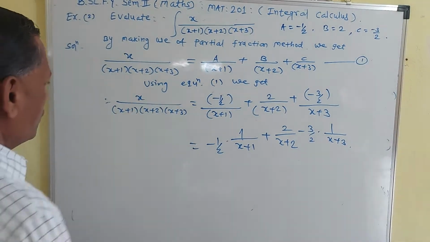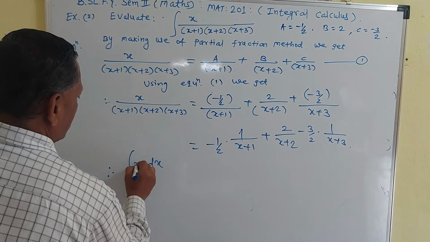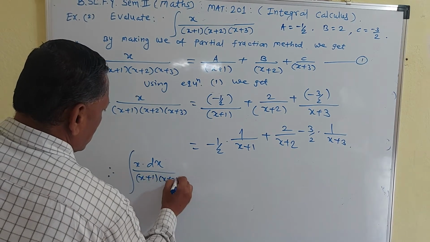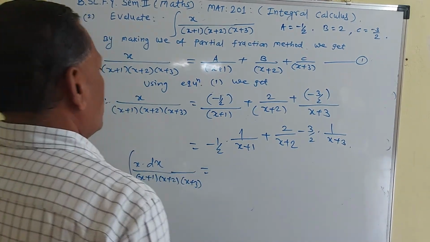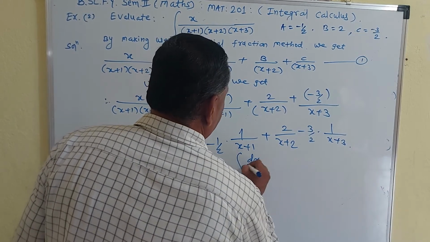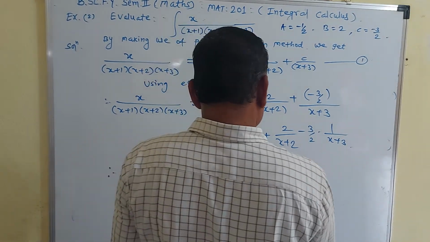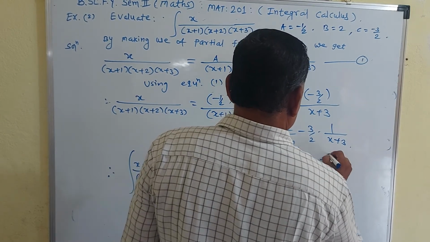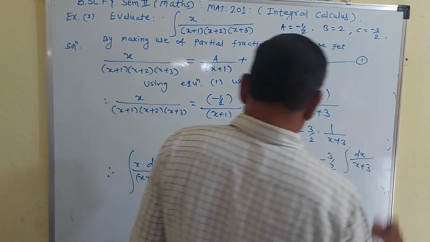Then integrate on both sides. We get the integration of x dx upon x plus 1, x plus 2 into x plus 3 is equal to minus 1 by 2 into integration of dx upon x plus 1, plus 2 is constant, outside the integration dx upon x plus 2, minus 3 by 2 constant into integration of dx upon x plus 3.